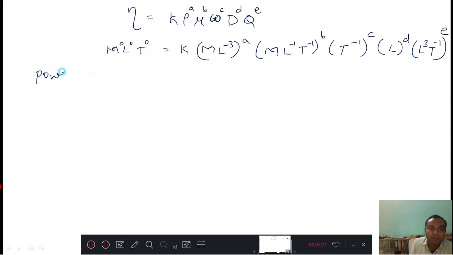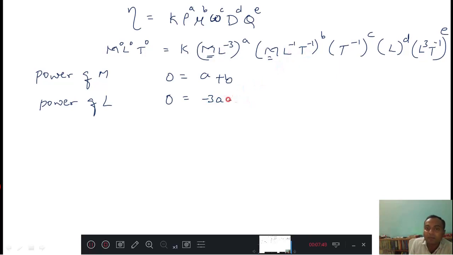Then powers I have to equate. Power of M: 0 is equal to a plus b. Then power of L: left hand side 0, and right hand side minus 3a, minus b, plus d, plus 3e. This is power of L. Then power of T: left hand side 0, and on the right minus b, minus c, and minus e.